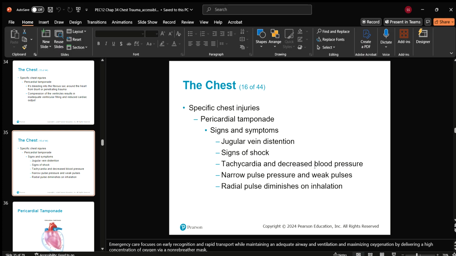The heart, as it bleeds, fills up that pericardial sac. He ends up getting jugular vein distension. He ends up having signs of shock. We have that narrowing pulse pressure, but because there's no injury to the lungs themselves, he still has clear and present lung sounds in all four fields. So we might think, oh, he's got JVD, it's a tension pneumothorax, but it's not.